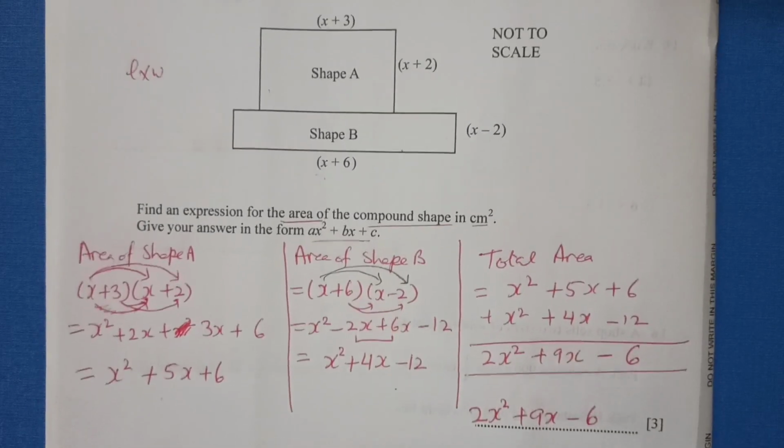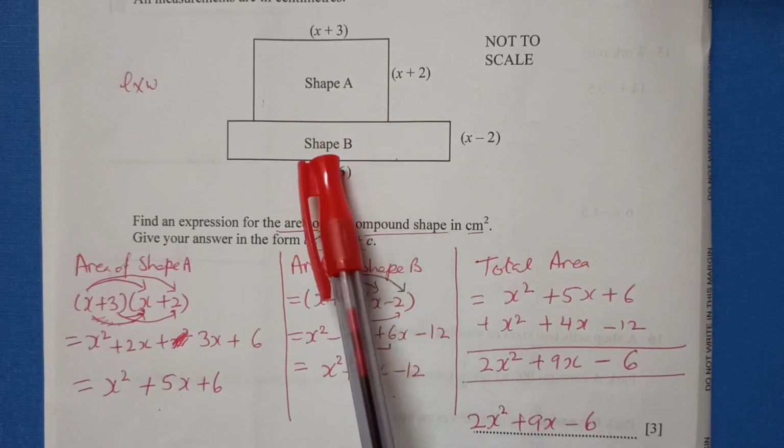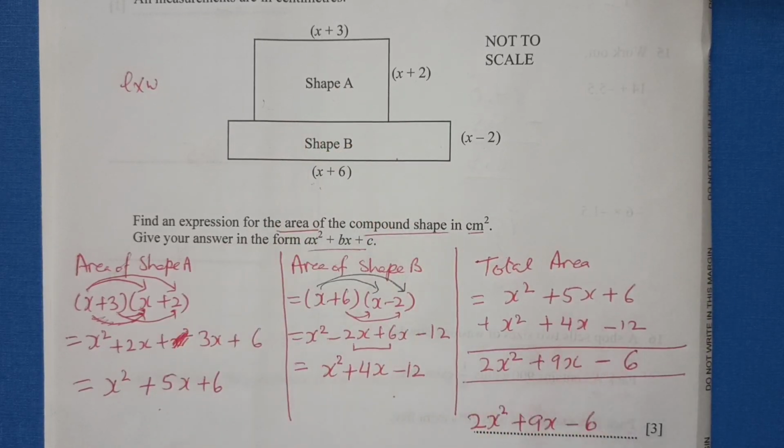It's very simple. You can just find out the area of shape A and the area of shape B separately and then add them together.